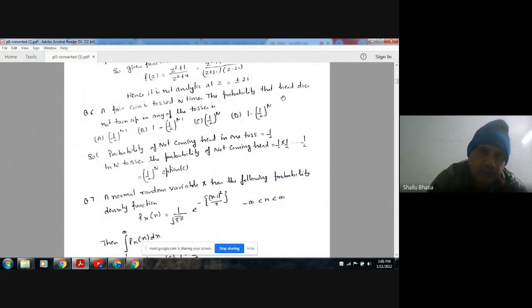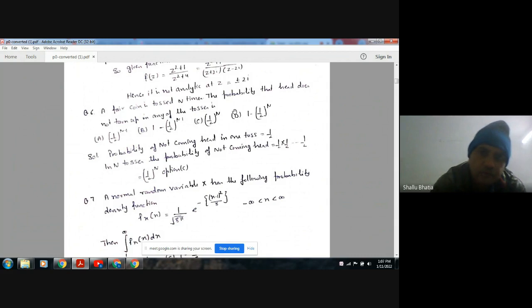Next, a pair of coins is tossed n times. The probability that the head does not turn up in any of the tosses is: option A, 1 by 2n minus n; B, 1 by 2 into 1 minus 1 by 2n minus n; C, 1 by 2^n; D, 1 minus 1 by 2^n.